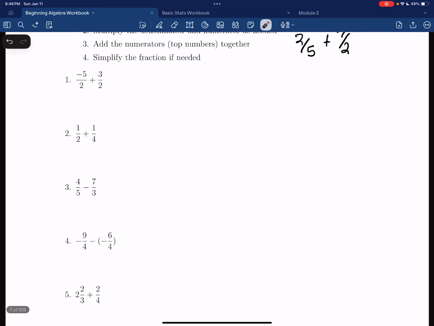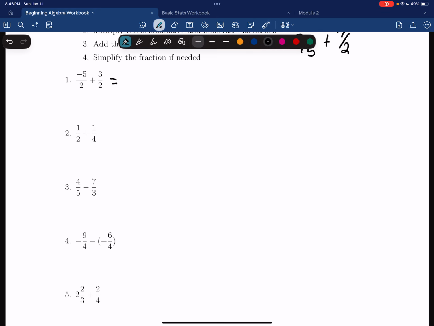So let's look into some example problems. For example, number 1, we have -5/2 plus 3/2. Now our denominators, we have a 2 and a 2. Since the values are the same, all we need to do is add the numerators together. So we have -5 plus 3 all over 2. -5 plus 3 is -2, that's over 2. -2 divided by 2, well, that's just -1. And that's our final answer.